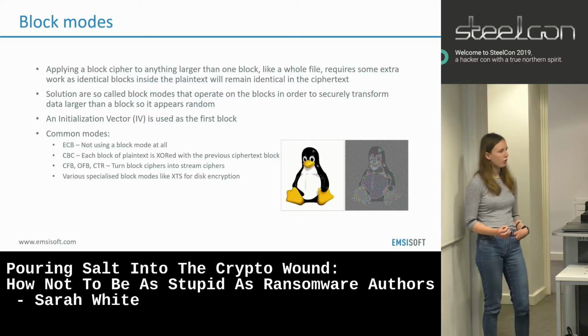There are a few common block modes: ECB, which is no block mode at all; CBC, in which each block of the plaintext is XORed with the previous ciphertext block; and CFB, OFB, and CTR, which turn block ciphers into stream ciphers, and this comes with all the disadvantages and advantages of stream ciphers. There are a few specialized block modes, such as XTS, which is specifically used for disk encryption.